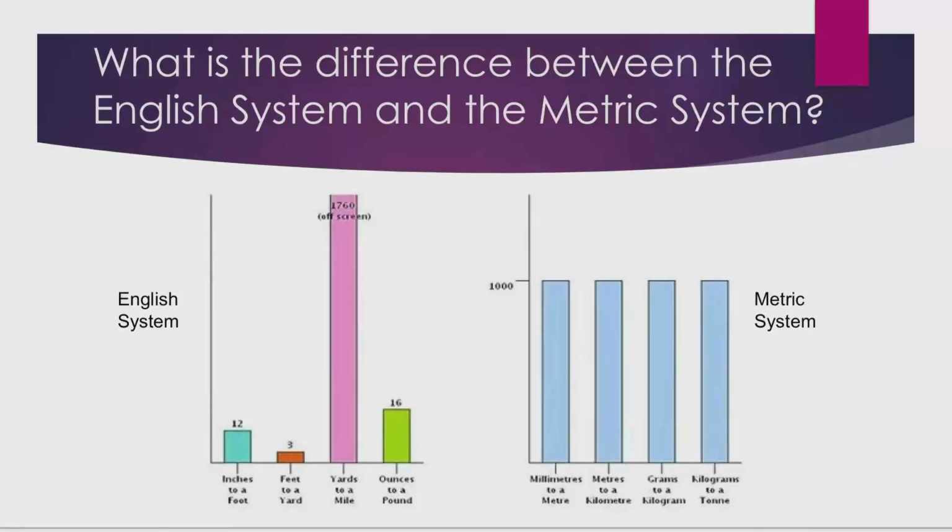In the metric system, how many millimeters are in a meter? There's 1,000. How many meters are there in a kilometer? There's 1,000. How many grams are in a kilogram? There's 1,000. How many kilograms are there in a ton, a metric ton? There's 1,000. So it's not always 1,000 in the metric system, but it's always going to be a factor of 10. So it'll be 10, 100, 1,000, a million, a billion, and also the small versions of those.